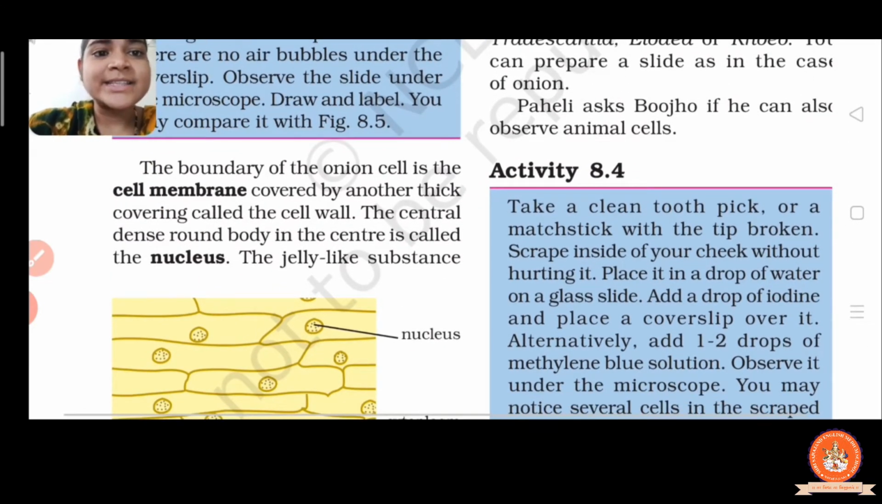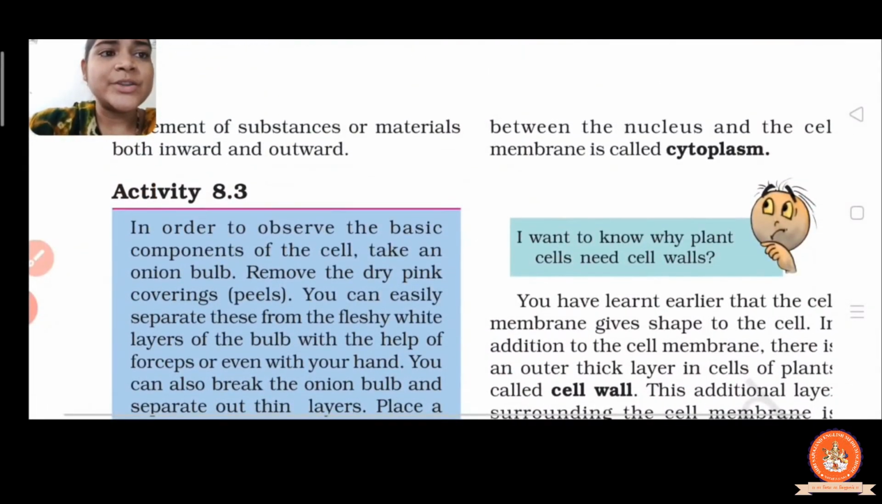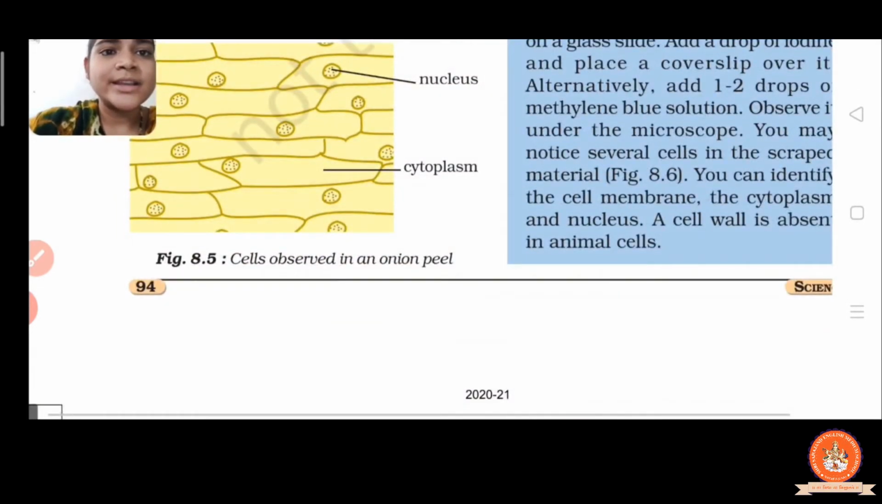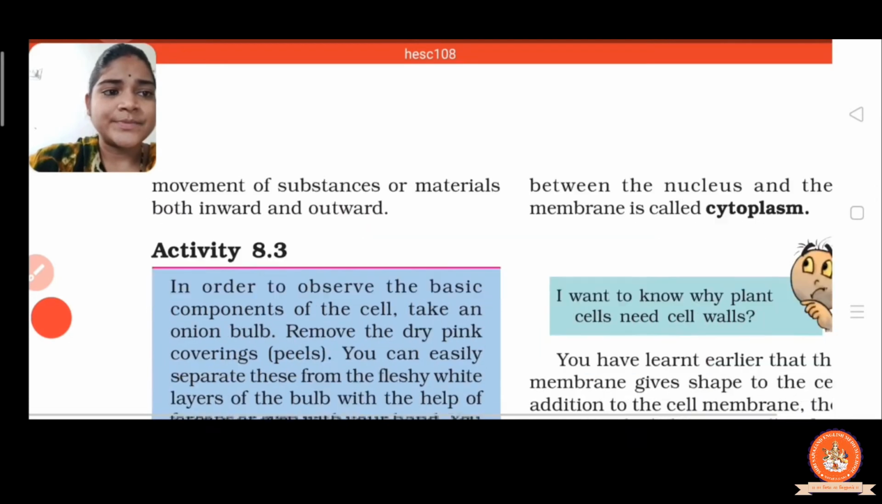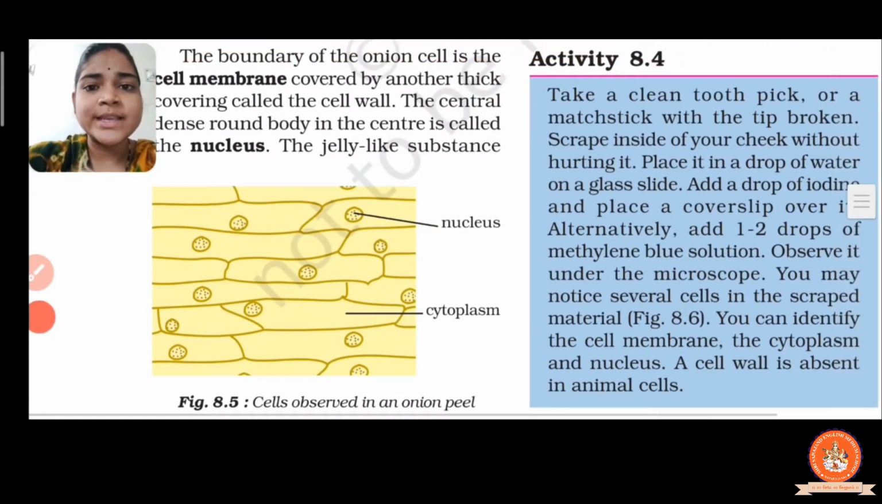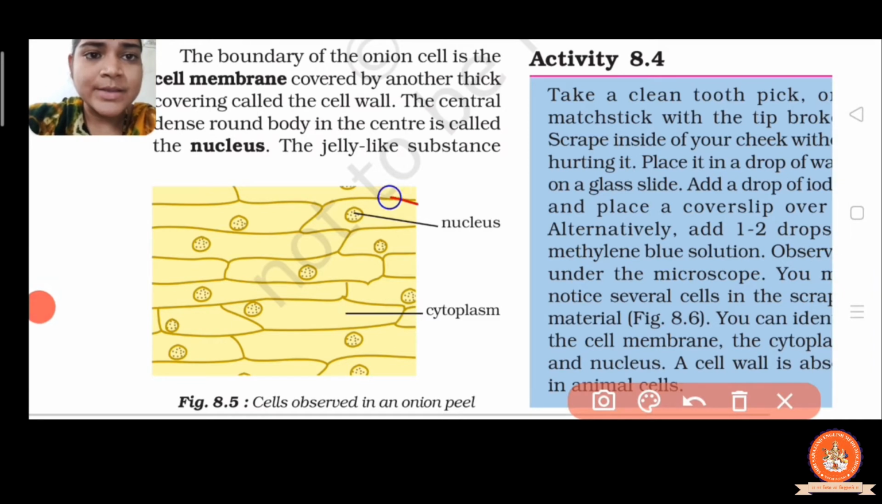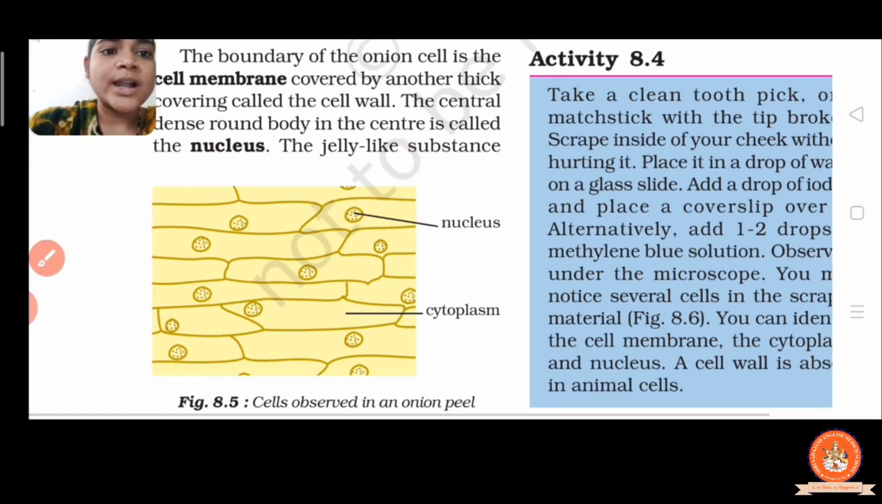And the jelly-like substance between the nucleus and the cell membrane is called cytoplasm. Here, given the cytoplasm, you can see in the figure. Suppose this is the cell, and the outer cover is the cell membrane, and the nucleus is present. So between the cell membrane and the nucleus, the jelly-like structure, the fluid, is called cytoplasm.